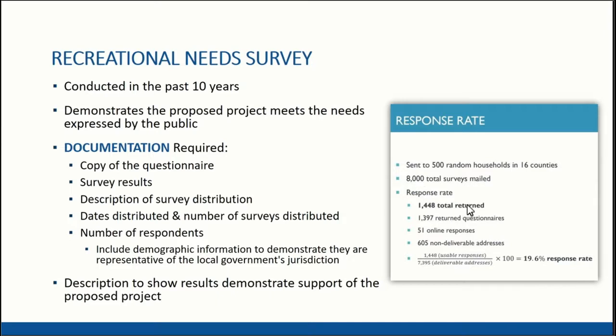Of those, that's a breakdown of 1,397 paper copies, 51 online responses, but you also had 605 returned in the mail that were non-deliverable addresses. So that gives you the 1,448 usable responses out of how many deliverable addresses that were included, and gives you a response rate of 19.6. So that's one way you can document your response rate.